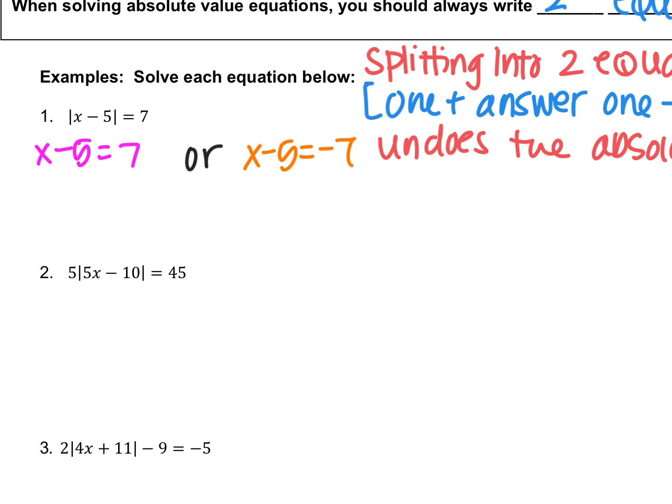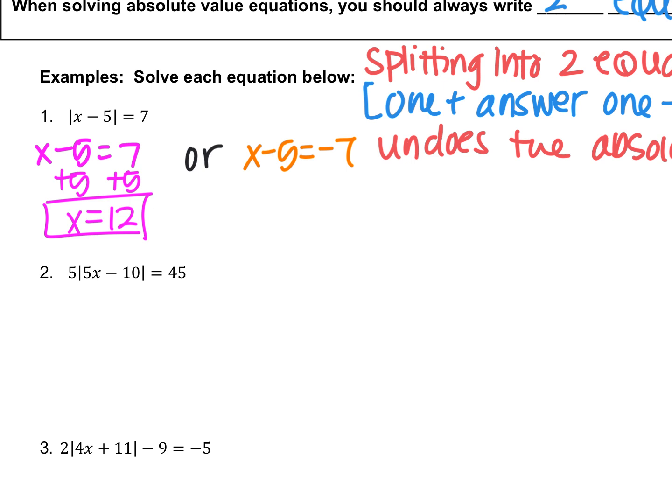We don't need them anymore because having a positive 7 and a negative 7 undoes the absolute value. Okay, so now once we split and we do one positive and one negative, we just have two normal equations that we're solving. So how will I solve this first one? x minus 5 equals 7. Add 5. And so x equals what? 12. So there's one of my answers.